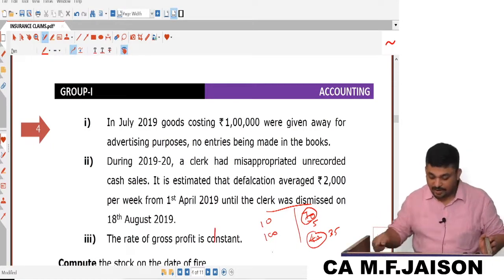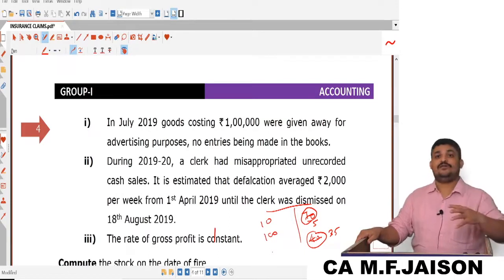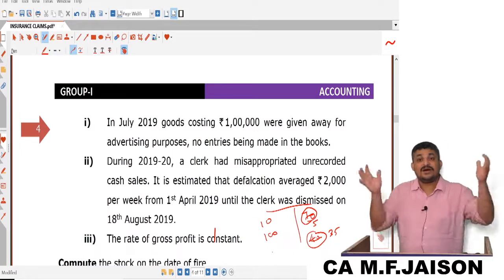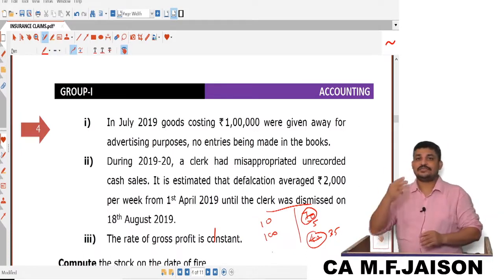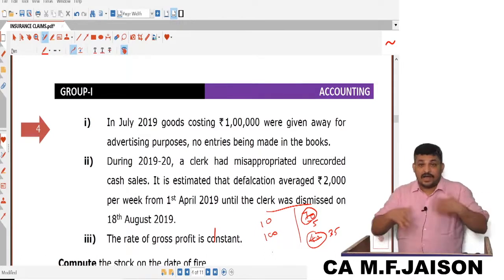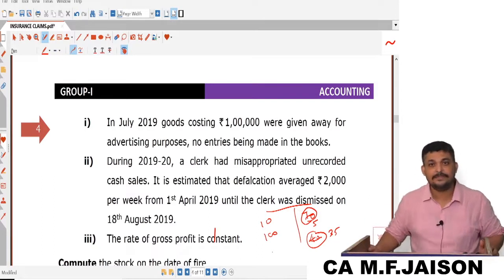Compute stock on the date of hire. Now this question is slightly less complex, in the sense of the working. The previous question asked for a 3-step answer. This question is asking only a 2-step answer. They are not asking even how much was the loss of stock. They are asking only how much the stock on the date of hire is, just the balancing figure in the memorandum trading account.